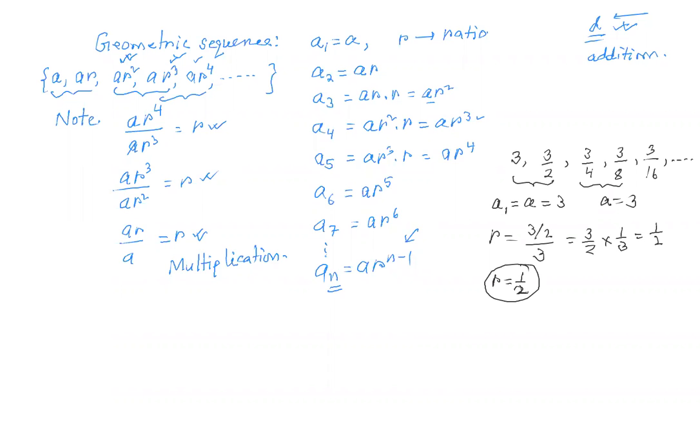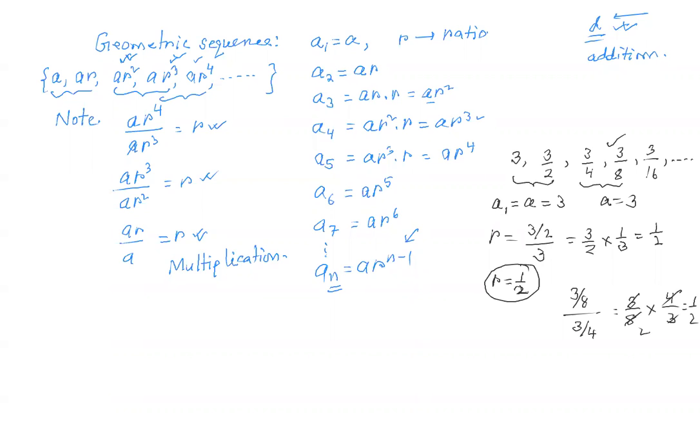R is 1/2, and you can check it. So let's divide these two here. 3 over 8 divided by 3 over 4 is going to be 3 over 8 times 4 over 3. 3 cancels out, 4 goes into 8 twice, see, 1/2.